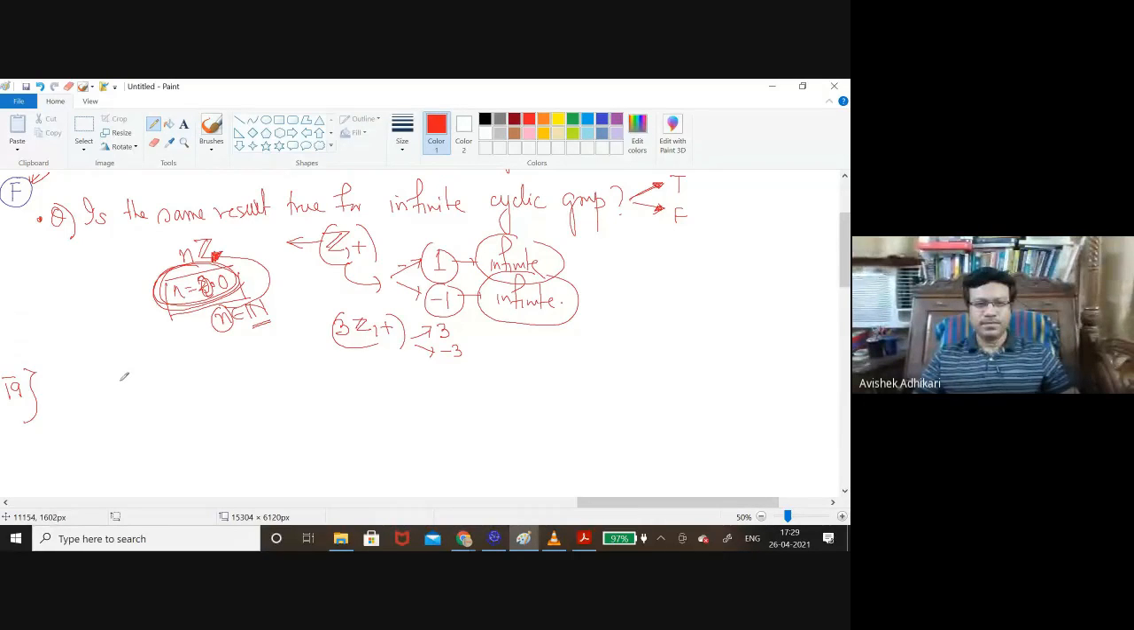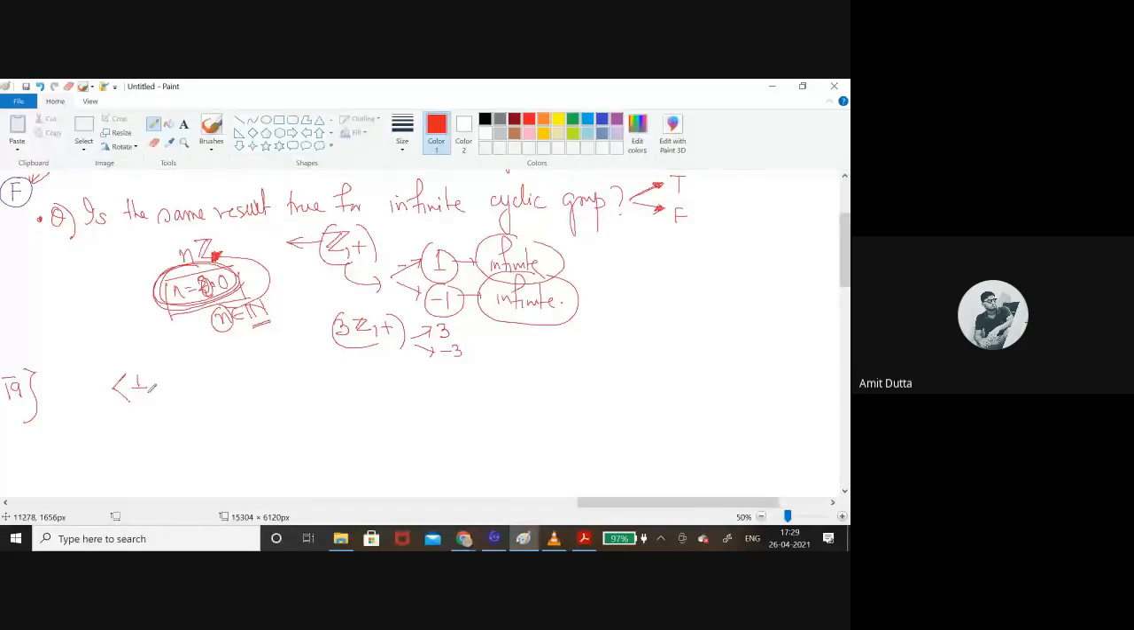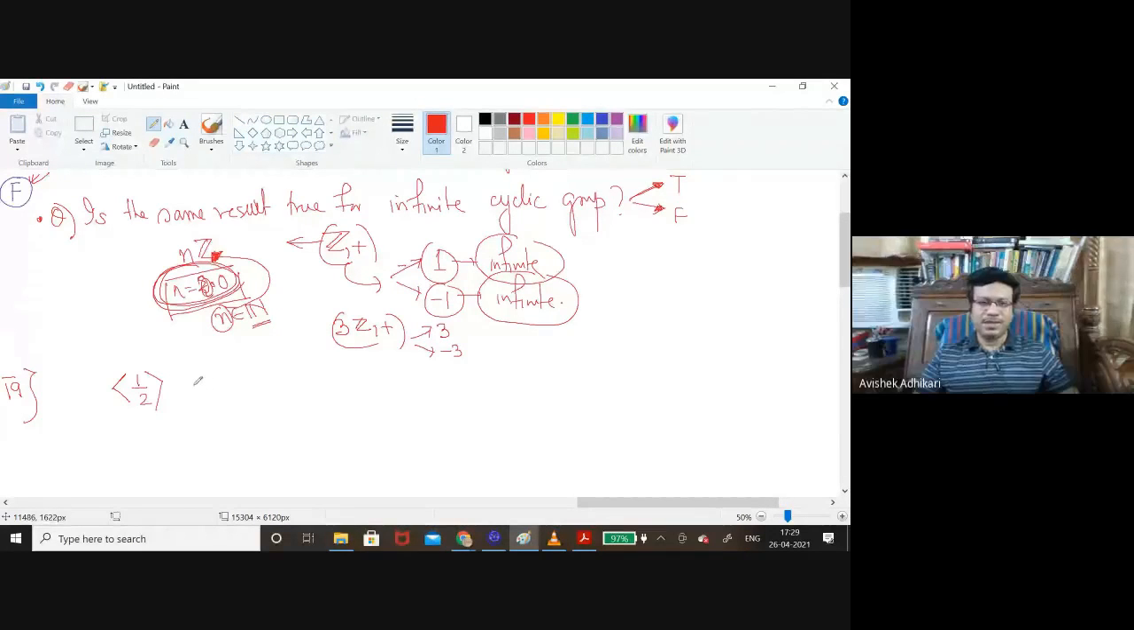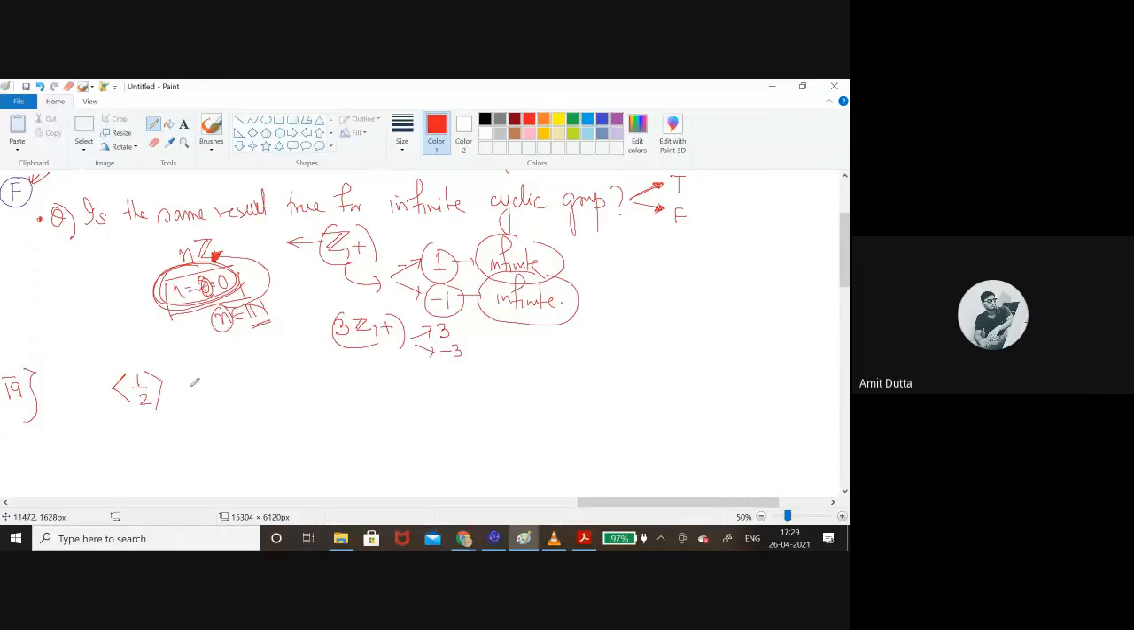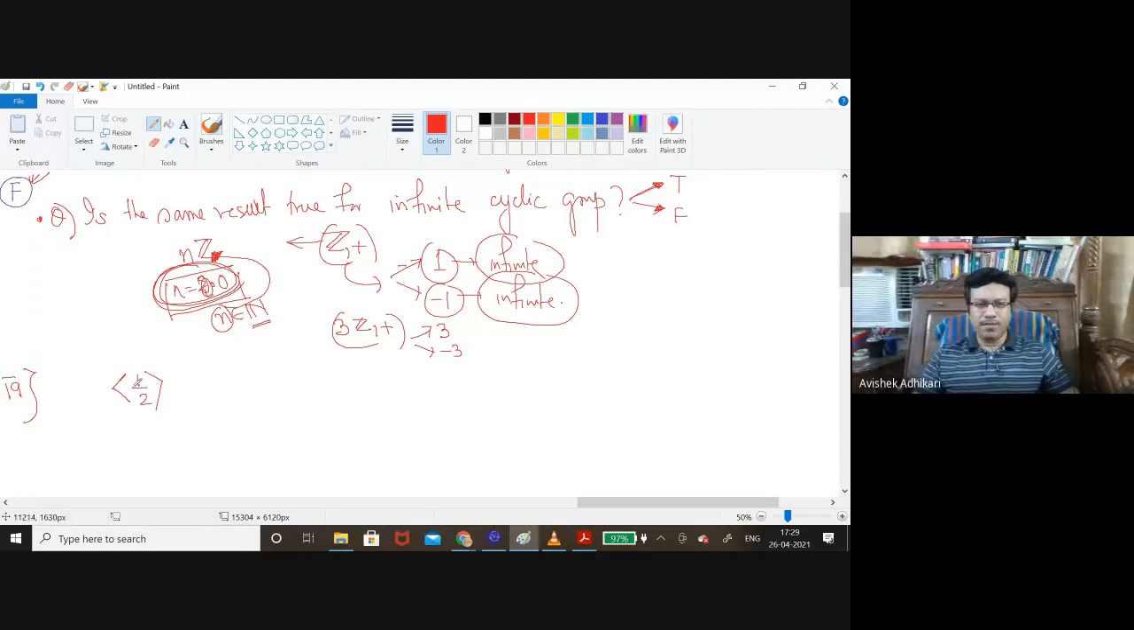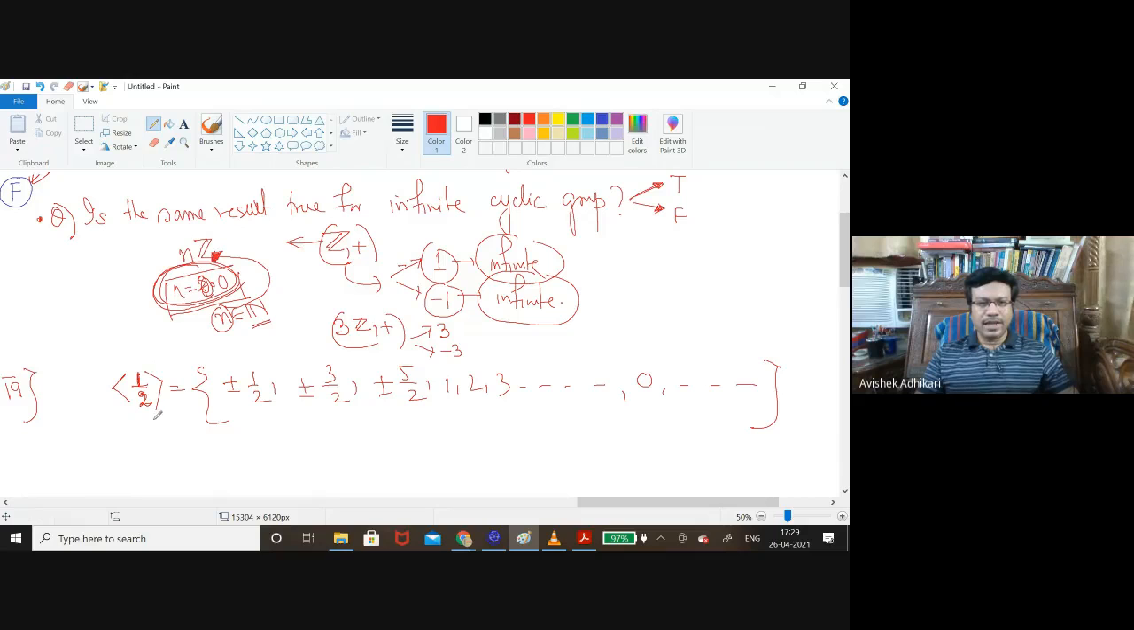So Zn plus. Now you remember, Zn plus is a finite cyclic group. So the subgroup generated by half contains infinitely many elements. You wrote all the elements: plus minus half, plus minus 3 by 2, plus minus 5 by 2, and then 1, 2, 3, all the way to 0. So this is generated by half. Again, you can see that the order of this element is infinite.